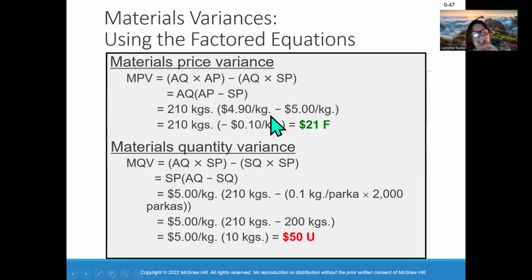Okay, we can get this same answer, instead of going through that table that we did on the previous page, with an equation. Materials price variance is actual quantity times actual price minus actual quantity times standard price. Same with materials quantity variance. If the formula works better for you than the table, use this method. You get the exact same answer. It's just a matter of what works better in your brain.